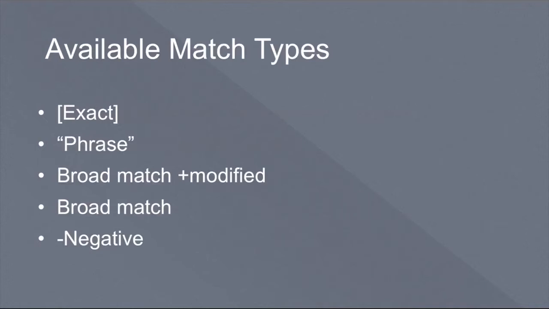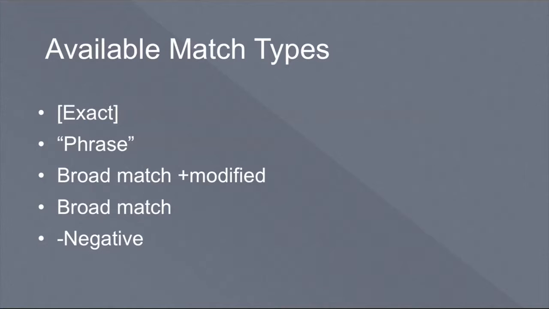So, in Google, a match type is what determines what search terms a user types into Google show your ads. It's as simple as that. It will decide if a search matches a keyword in your account and therefore if your ads should show. And there are 5 types of match that we can have.